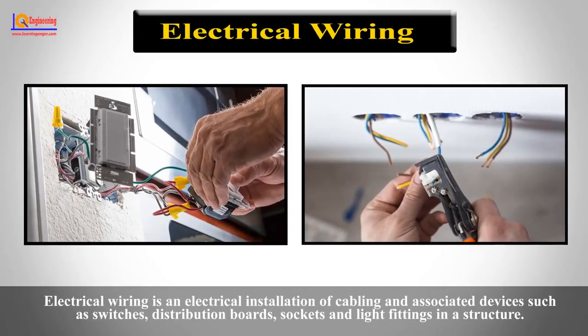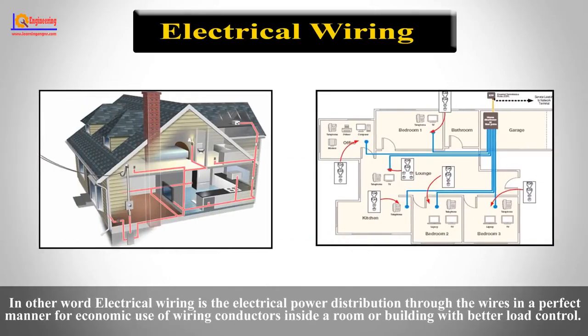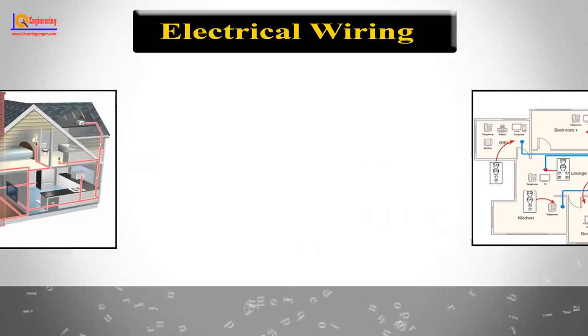Electrical wiring is an electrical installation of cabling and associated devices such as switches, distribution boards, sockets and light fittings in a structure. In other words, electrical wiring is the electrical power distribution through the wires in a perfect manner for economic use of wiring conductors inside a room or building with better load control.